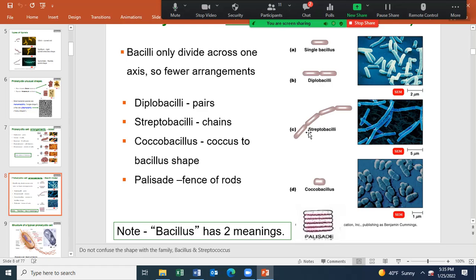Any question about that? Are these different shapes just a way to describe the cell, or are they a real genus name or a real species name?